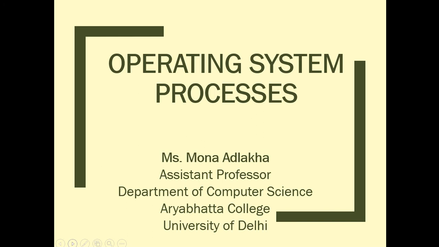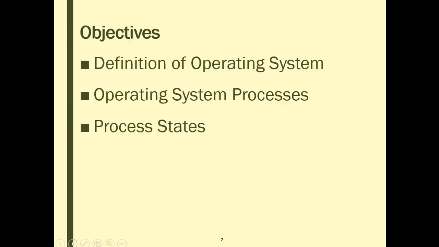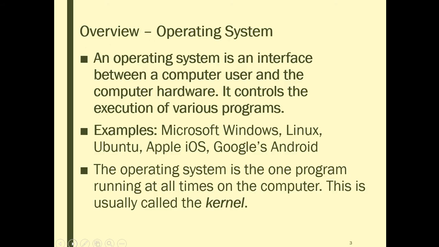This video is on operating system processes. We will discuss the brief definition of what an operating system is, what system processes are, and the various process states. An operating system is an interface between a computer user and the computer hardware.